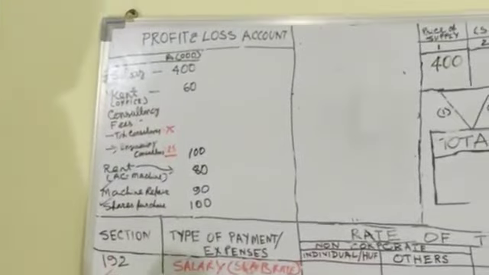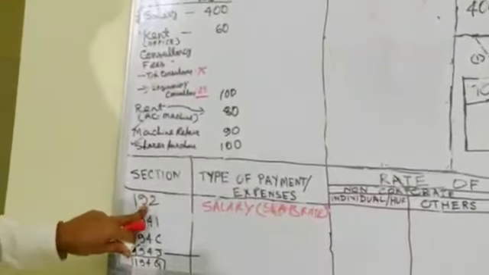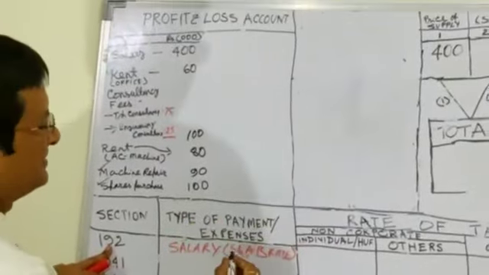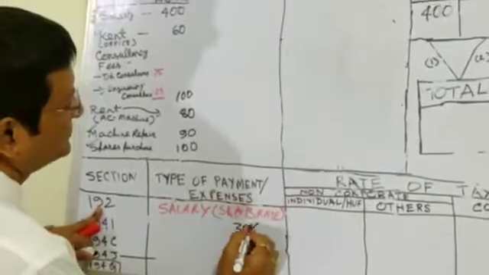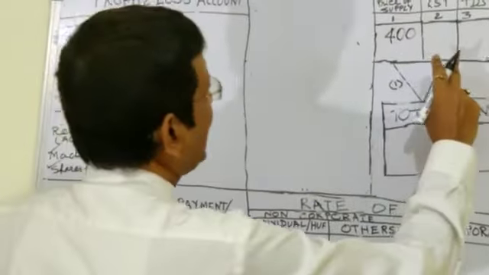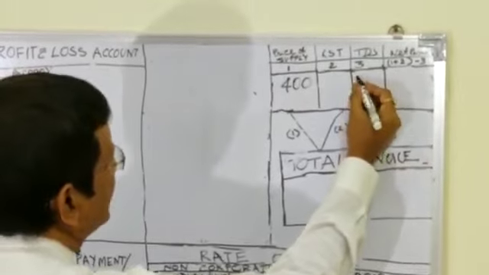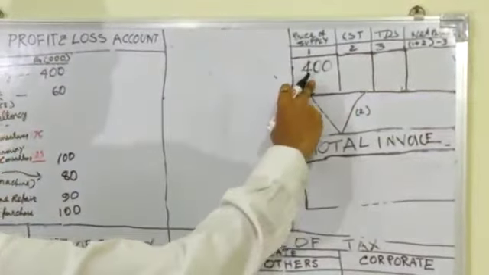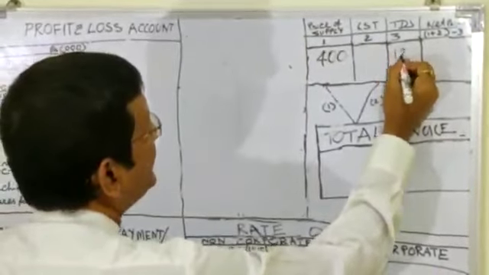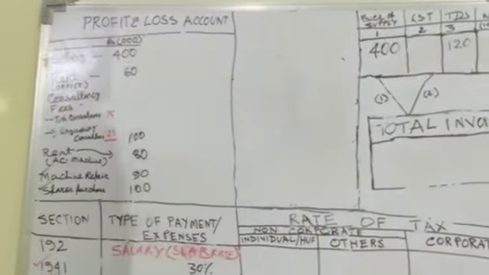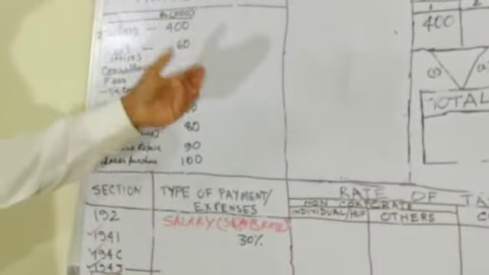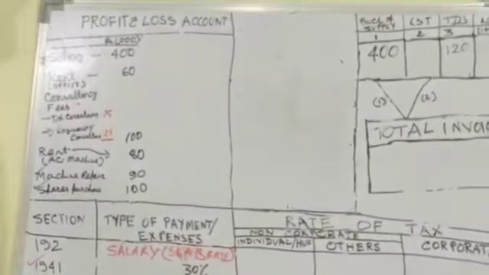Suppose for this case, the rate of TDS is 30%. So the tax required to be deducted is 30% of 400, which is 120. So what will be the paycheck? How much is required to be credited to the employee's account?